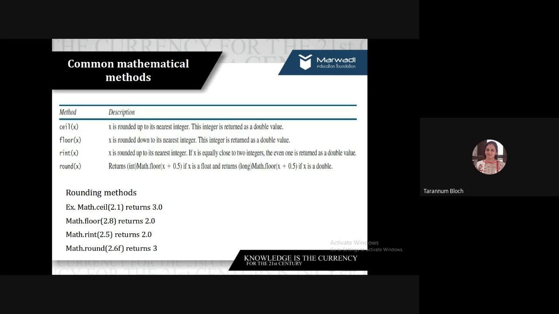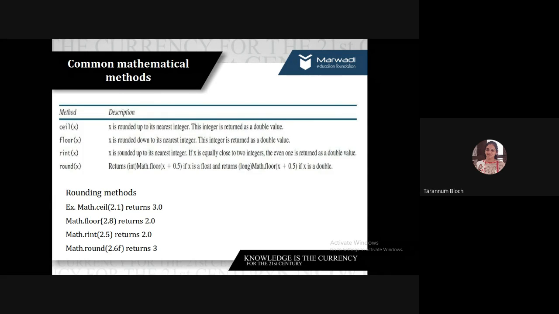When I say round, it returns Math.floor(x + 0.5) as an int if x is float, and it returns Math.floor as a long number when x is double. So in short, for double and float both, it will just add 0.5. So it will always go up. 2.6, always it will go with the upward conversion. Right? So that's what Math.round does.